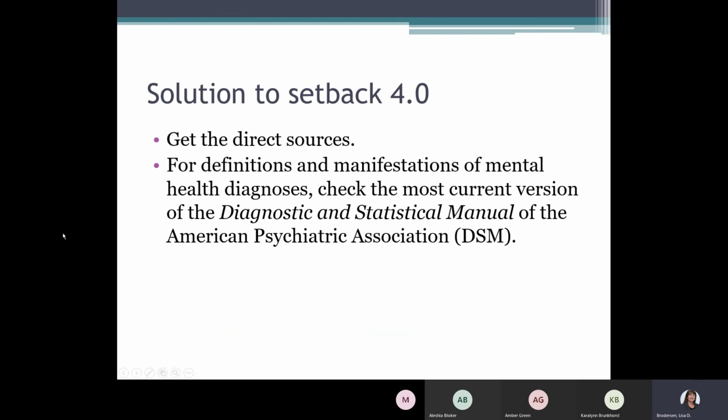So again, get the direct sources. This is just what I would recommend for things like diagnoses, especially mental health diagnoses. Probably the best place to get that information, an acceptable primary source, would be the Diagnostic and Statistical Manual of the American Psychiatric Association. This source would be an acceptable source of a definition and symptoms of a psychiatric disorder. So that's a solution for that particular setback.